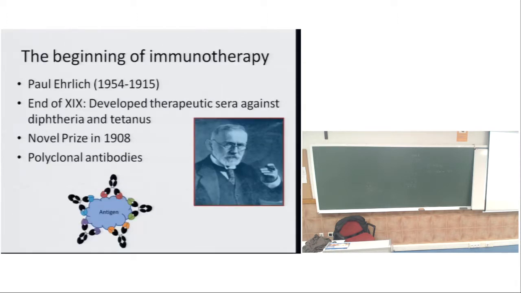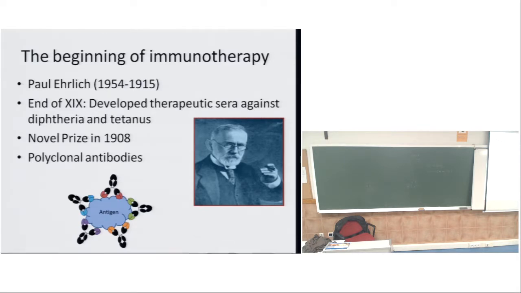Okay, so the use of immunotherapy is nothing new. In fact, Ehrlich used, by the end of the 19th century, sera against diphtheria and tetanus. And it was effective. It was immunotherapy. And for that, he won the Nobel Prize. But this kind of antibody were polyclonal. And that's very important to distinguish monoclonal from polyclonal.